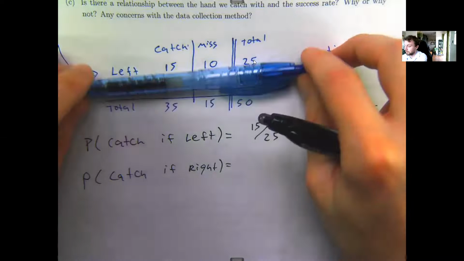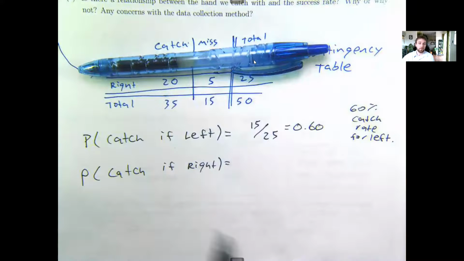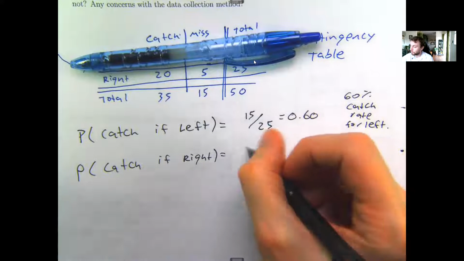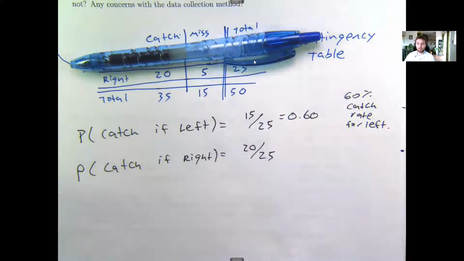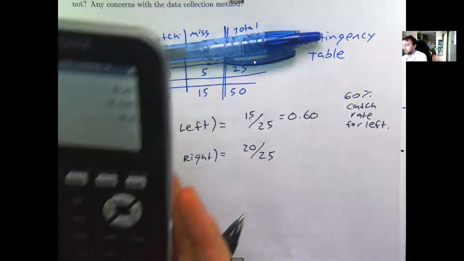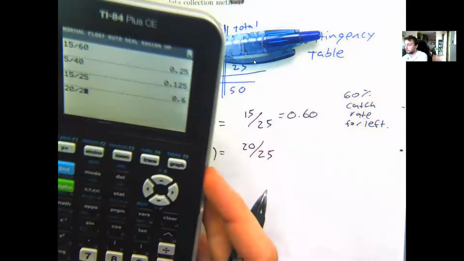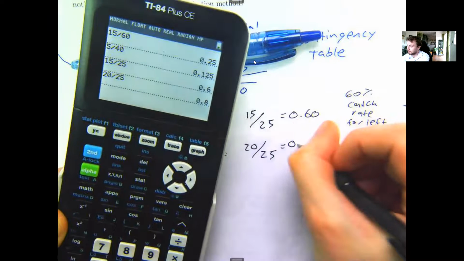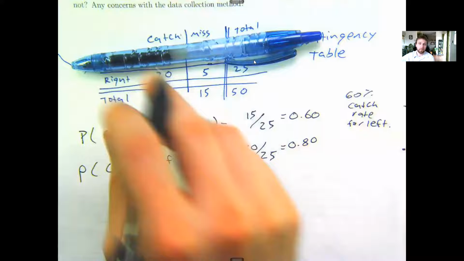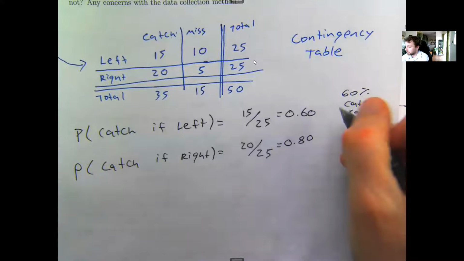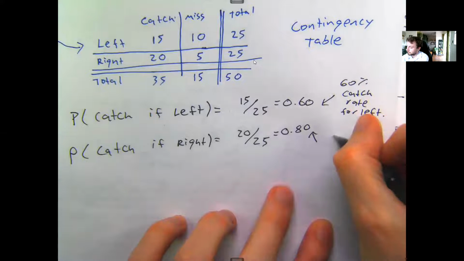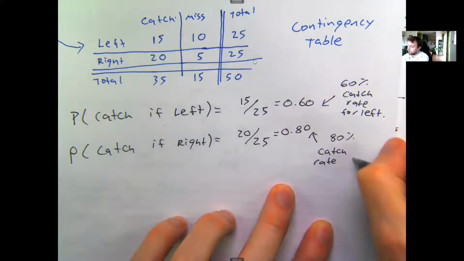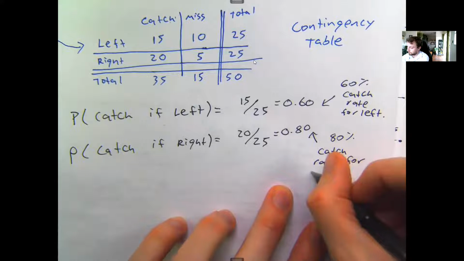Let's look at the right. For the right hand, out of the 25 trials, we were successful 20 out of the 25 times. Typing this into a calculator, 20 out of 25, I get a success rate of 0.8 or 80%. Writing down what this means, there is an 80% catch rate for the right.